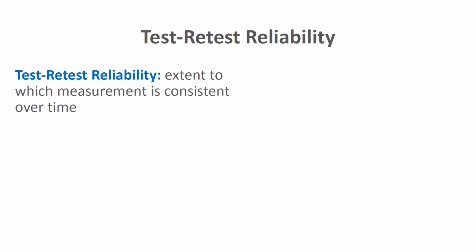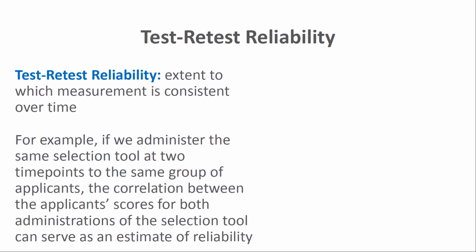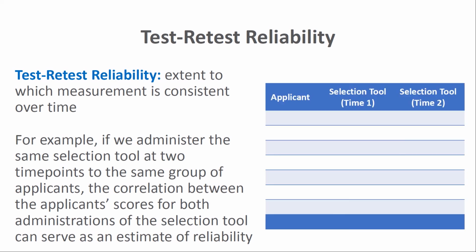So let's start with test-retest reliability. Now, we can define test-retest reliability as the extent to which a measurement is consistent over time. Okay, so for example, if we administer the same selection tool at 2 time points to the same group of applicants, the correlation between the applicant scores for both administrations of that selection tool can serve as an estimate of reliability. So let's work through a more concrete example here.